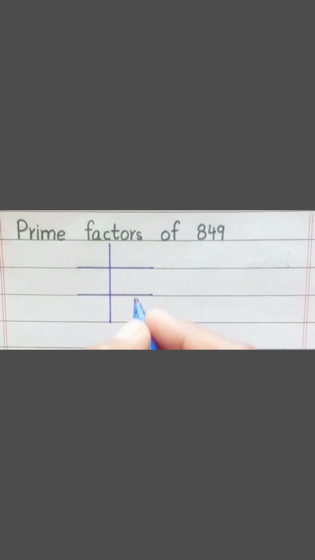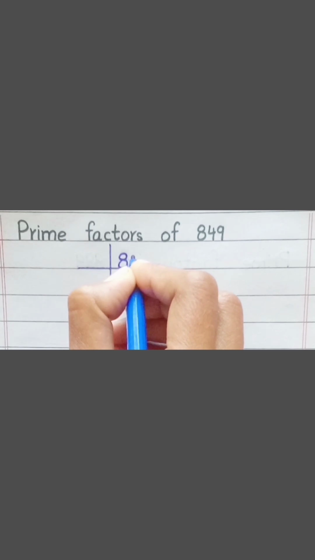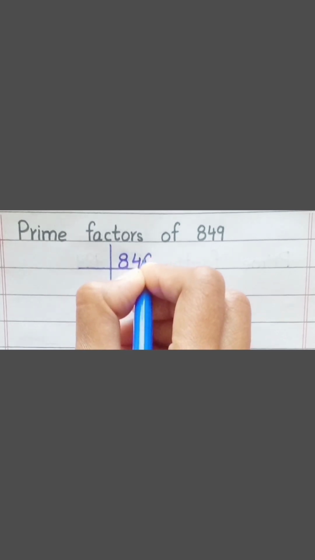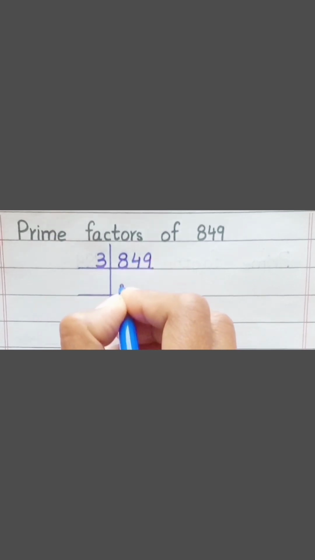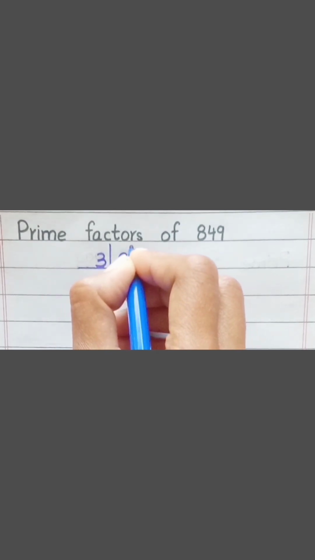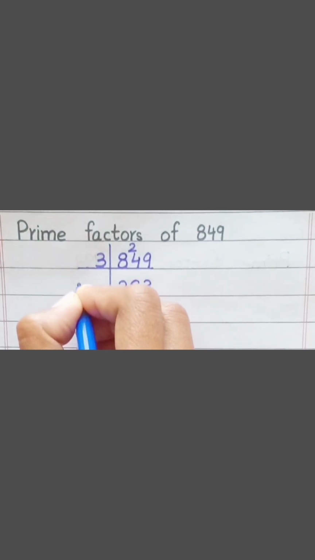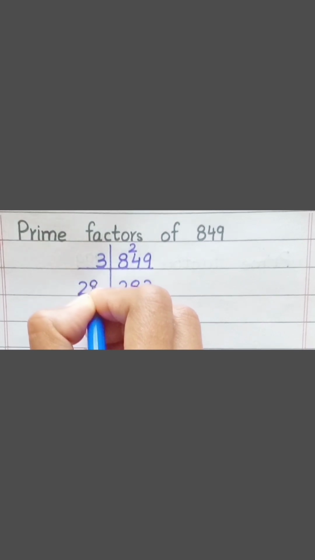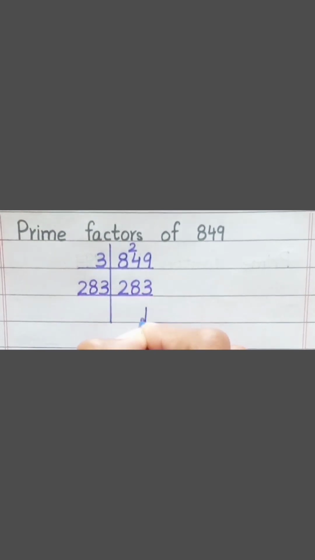Prime factors of 849. 3 twos are 6, 3 eights are 24, 3 threes are 9, 283 ones are 283. Equal 3 multiply 283.